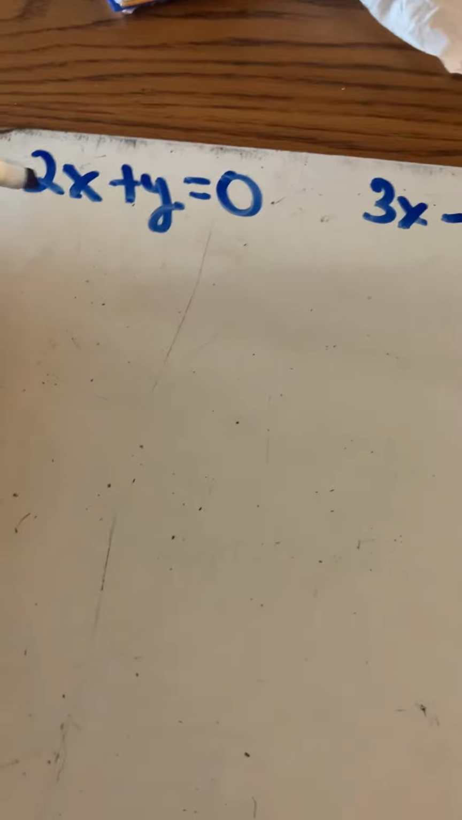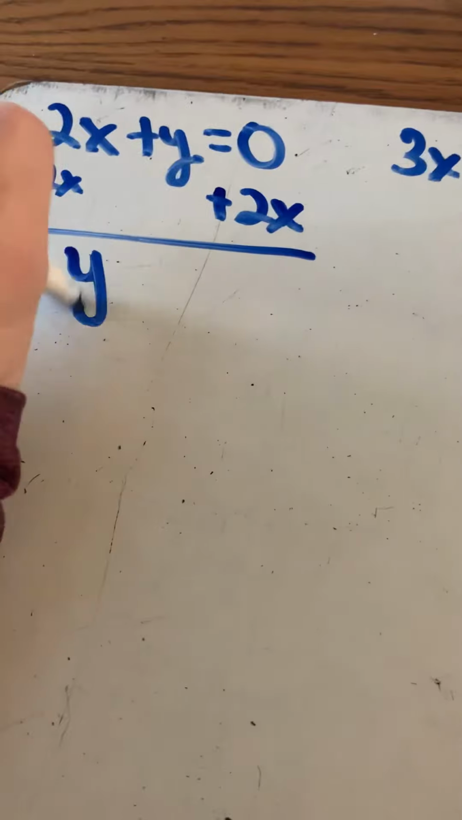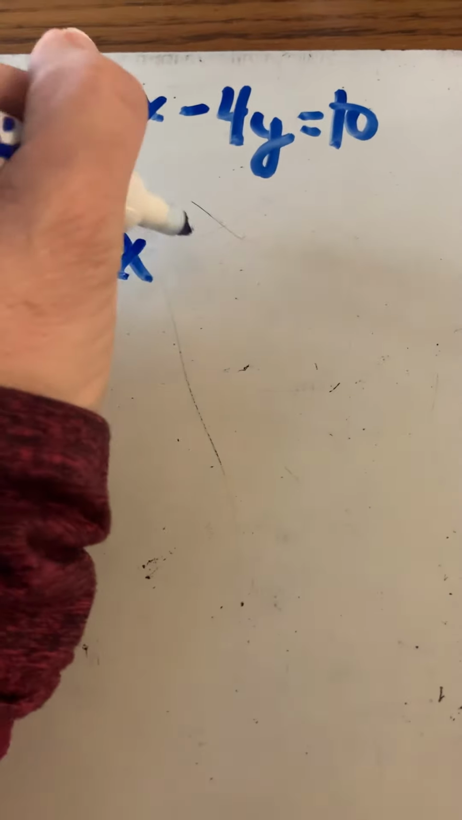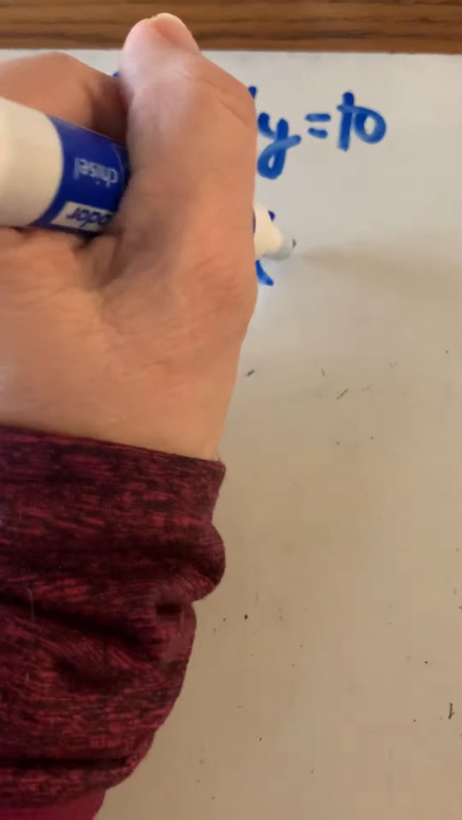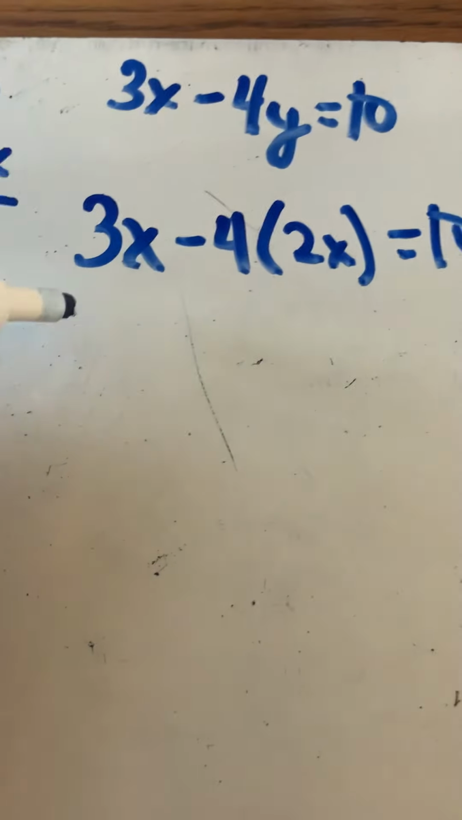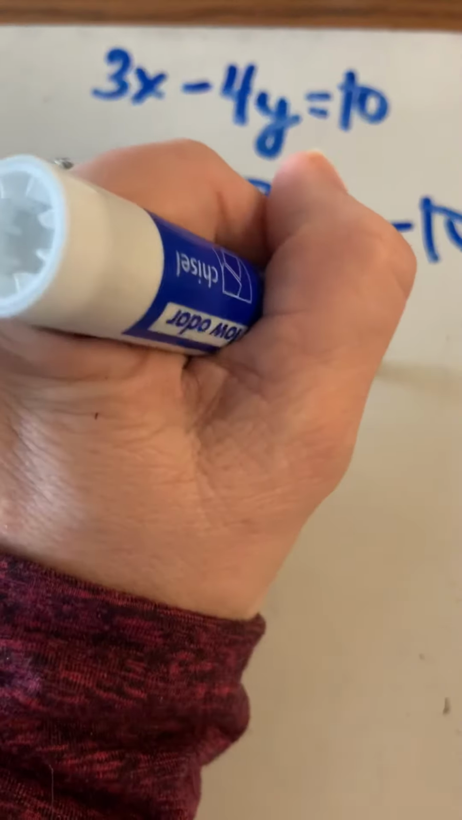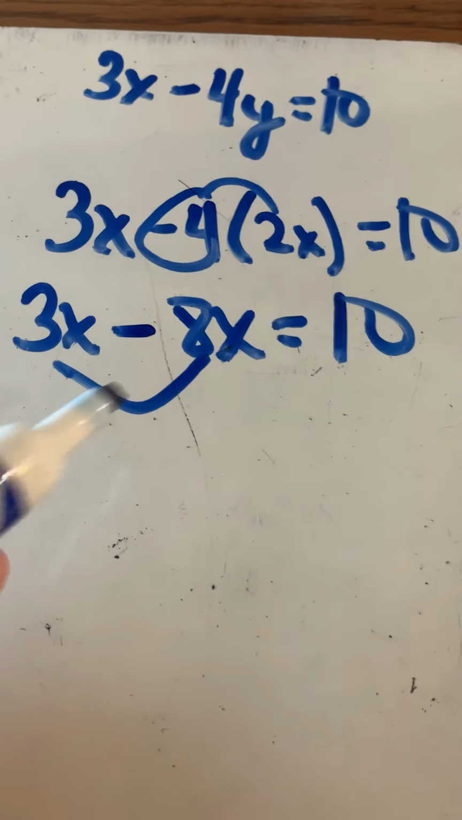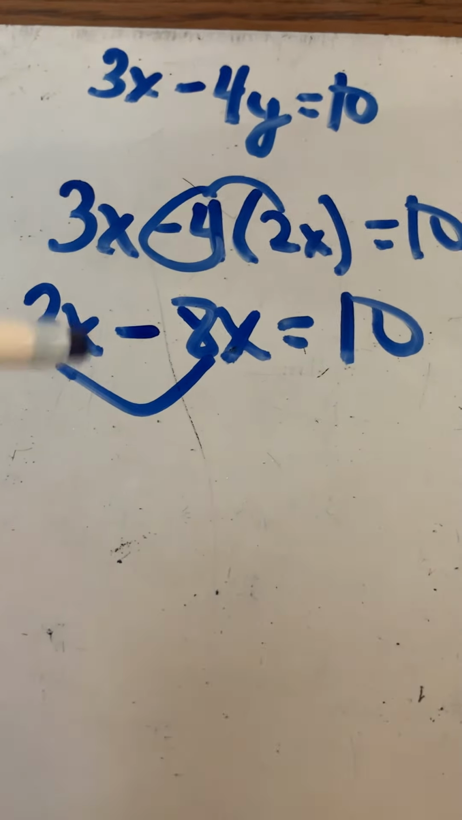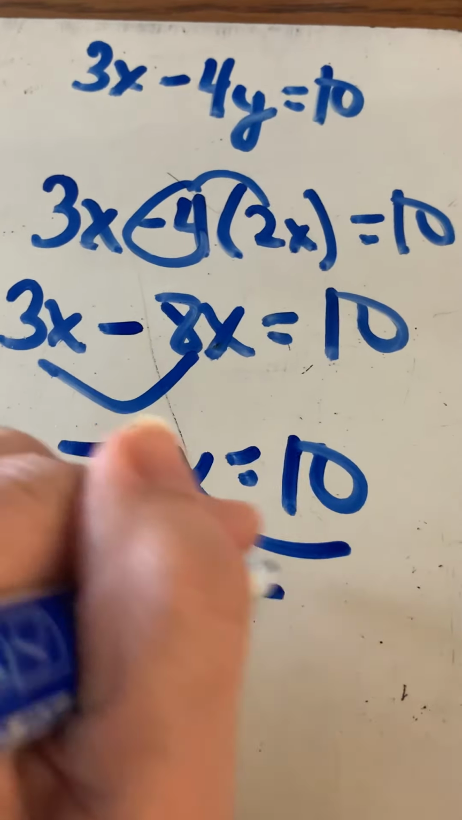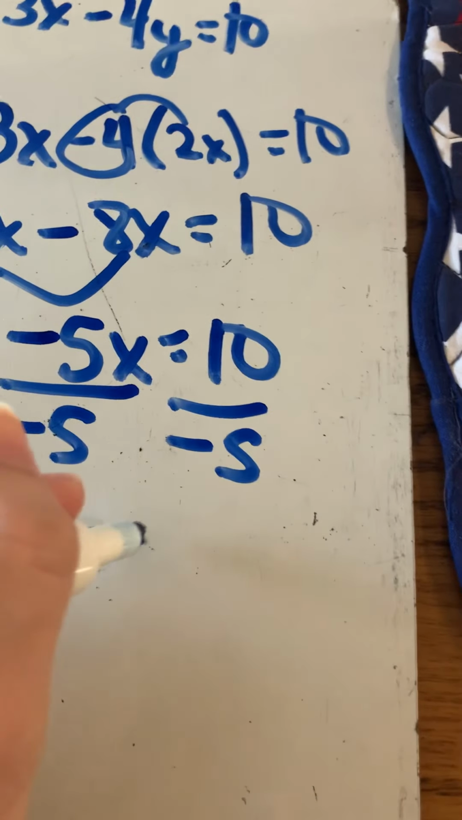So the easiest one I'm going to isolate is y. So I'm going to add 2x to both sides. y equals 2x. So I'm going to take the value of y, which is 2x, and plug it in here. So I have 3x minus 4, and instead of y, I'm going to write 2x equals 10. I'm going to distribute the negative 4 to the 2x, so I have minus 8x equals 10. Combine my x terms, I have opposite signs, so 3x minus 8x, that's going to give me negative 5x equals 10. Divide both sides by negative 5, x equals negative 2.